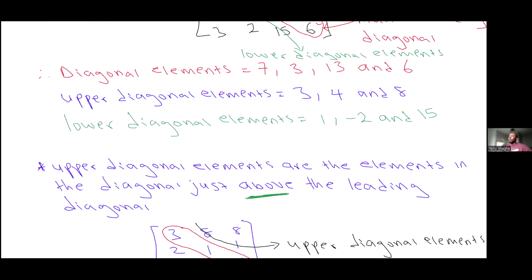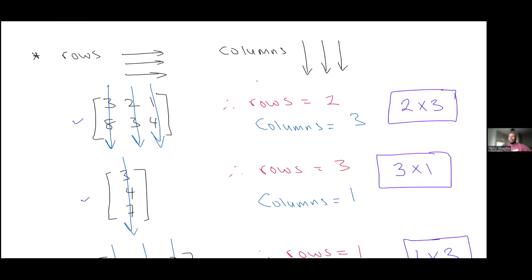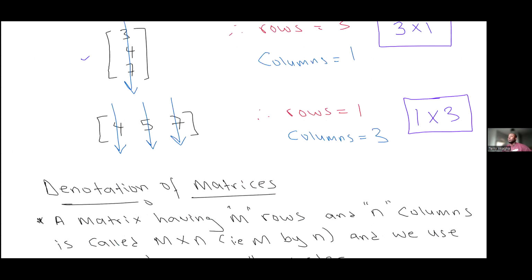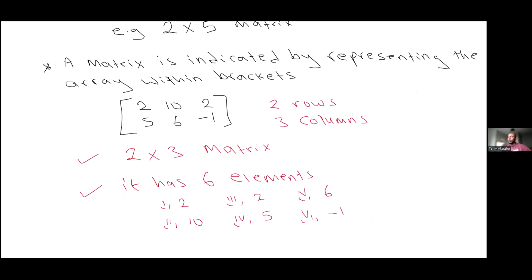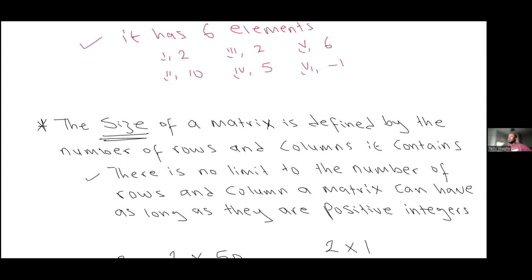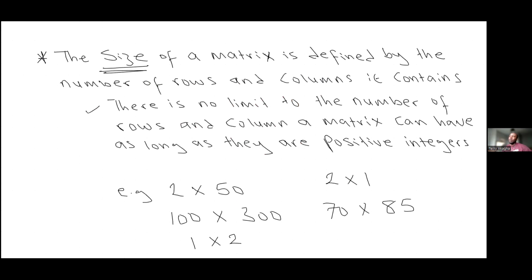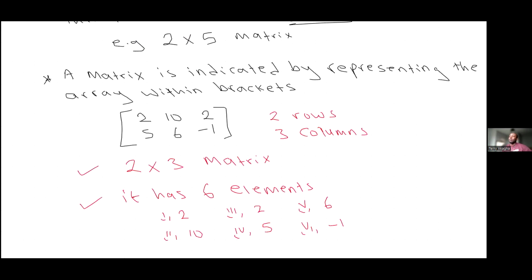Then I went on to talk about rows and columns. In the notation, the rows go horizontally while the columns go vertically. You write the rows before the columns, so if you have 2 rows and 3 columns, it's a 2 by 3 matrix. The elements are the numbers within the matrix. I also told you that the size of a matrix is defined by the number of rows and columns it contains.